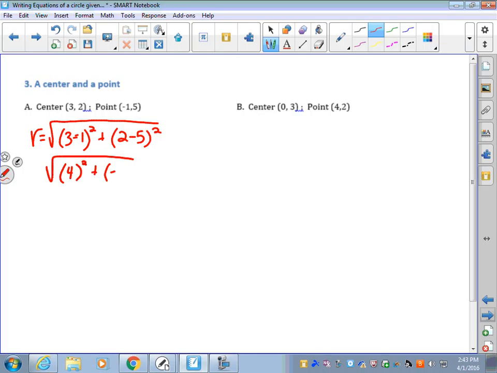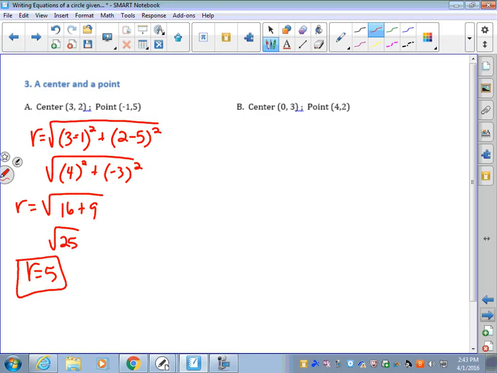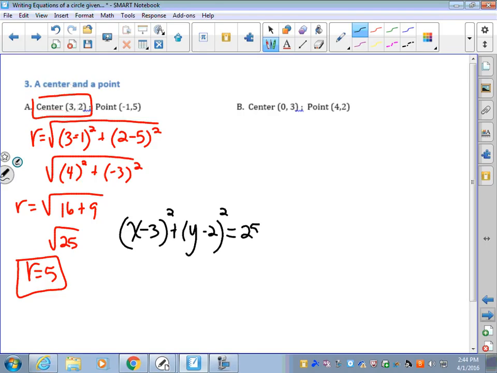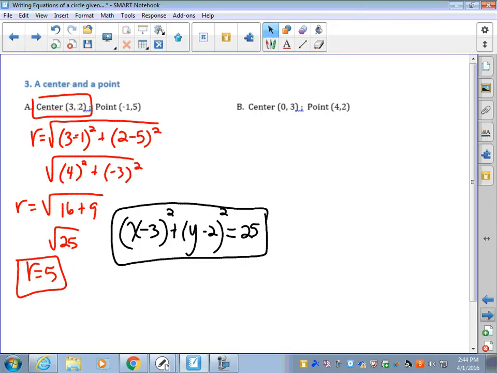And then -3. But whenever we square a number, it's always going to be positive. So we have really to represent our radius 16 plus 9, which is the square root of 25, which is a perfect square. So our radius is 5. So you find your radius first, and now we have the radius and we have our center, and we're just plugging it into the formula. So this would be (x minus 3) squared plus (y minus 2) squared equals the radius squared, which is 25. And we're done. So you need to find your radius first on this set, and then use your center.